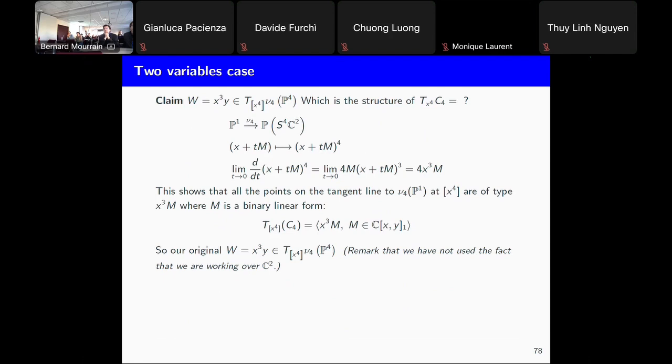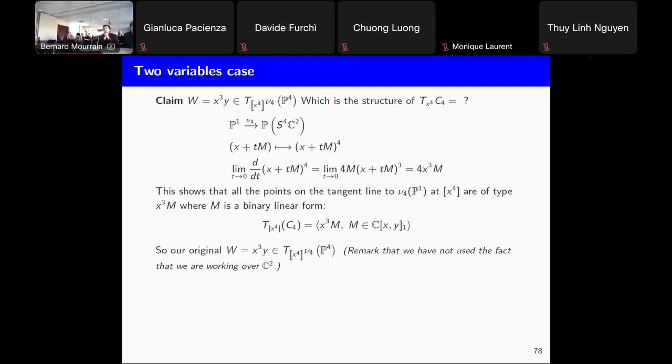And that's precisely our guy. Our guy is when m is equal to y. Okay, and it's a point on the tangent space. So our original W is one of the points here.